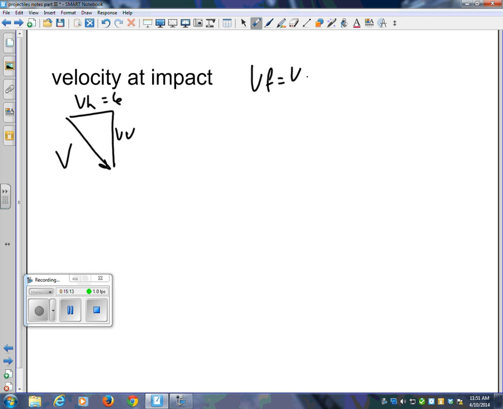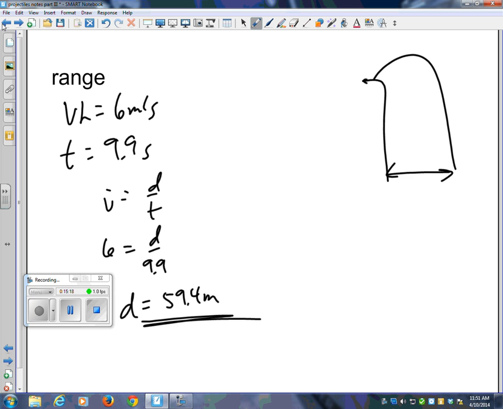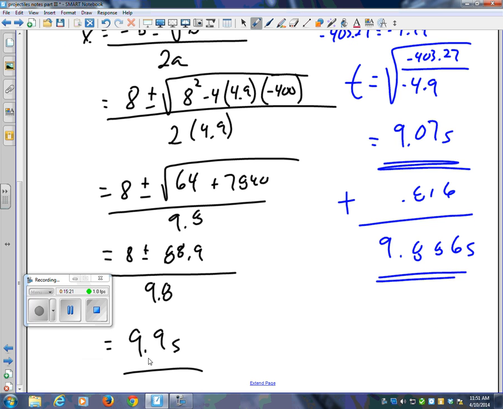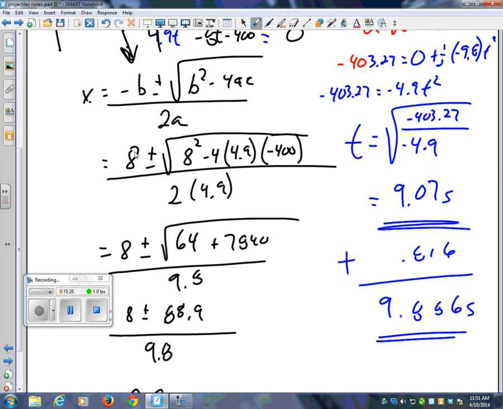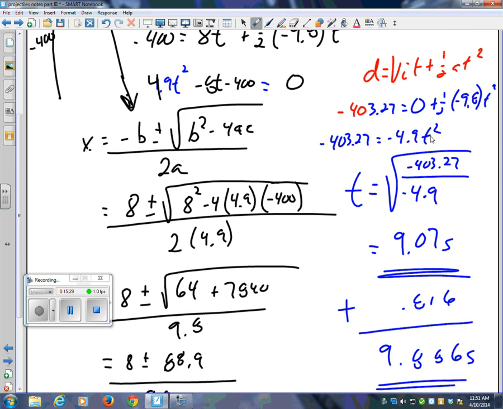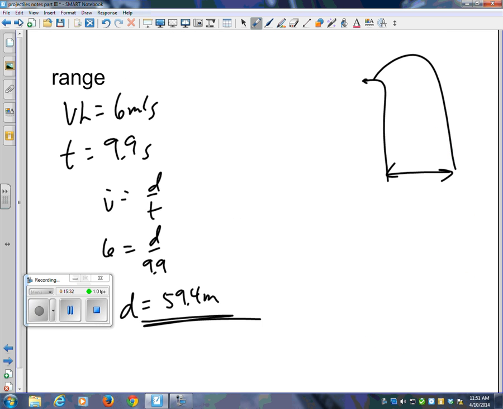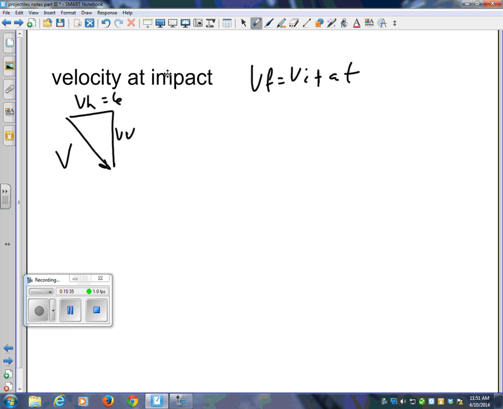So I would suggest VF equals VI plus AT, and you could do it a couple ways here. Because you know the total time is 9.9, you could use 9.9 and the vertical component of 8, or you can use 9.07 with a vertical component of 0. We're trying to find the overall velocity of impact, the combined horizontal and vertical together. Before I can do that, I need my vertical. So I'm going with the initial one, which was 8 plus minus 9.8, and my total time was 9.9.